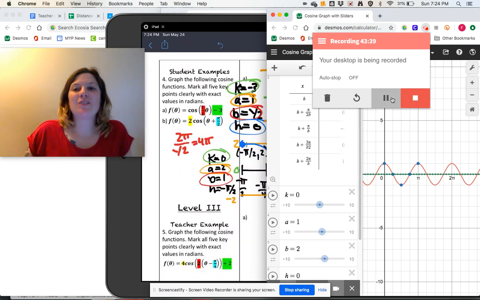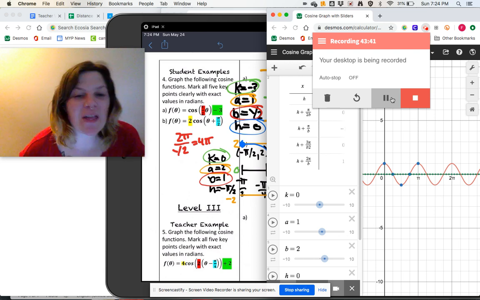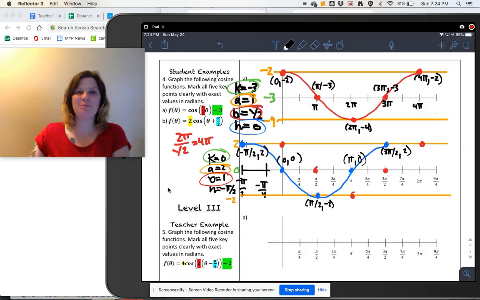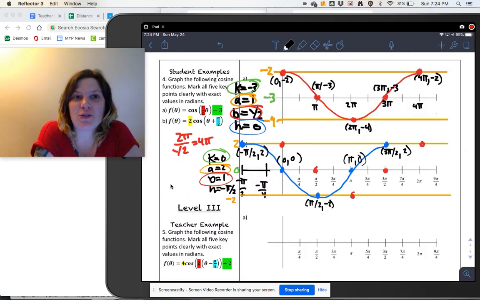All right. So I hope that that went all right for you. I really don't think that there's anything too tricky about these because we've gone over these exact changes one by one. So when you combine the changes, it's just exactly the same concept. So I'm going to go on to the level 3.